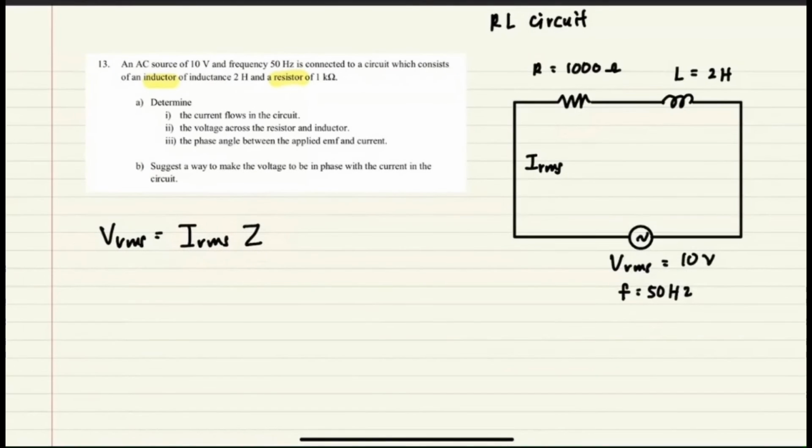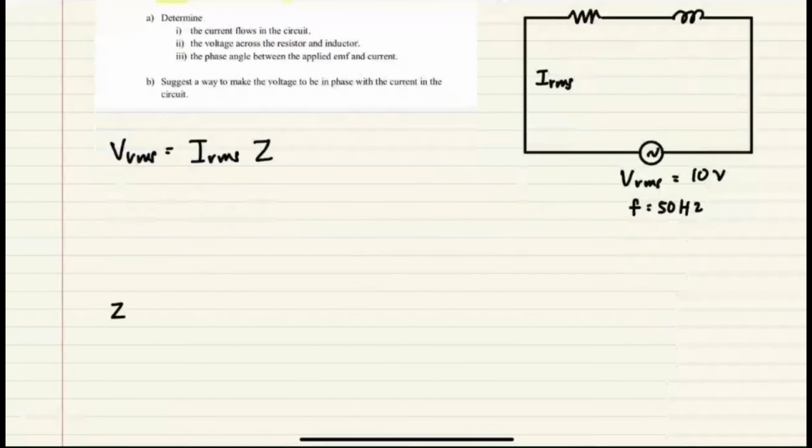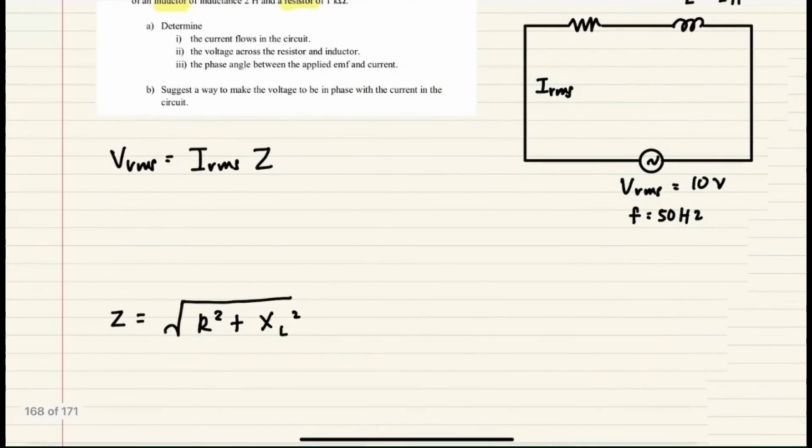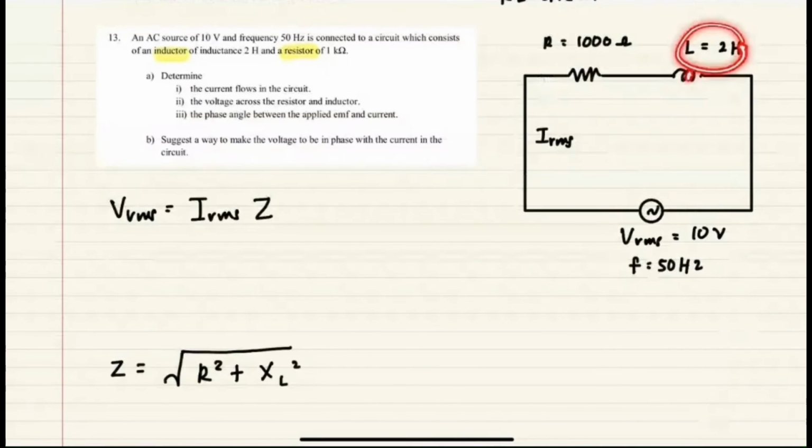Okay, to find Z, Z tu sama dengan, so ni ada dua, R, so dia R square tambah XL square. So basically you need to find the XL first. R tu dah ada, dia beri ni adalah L. So jangan tersalah lah, ramai student dia masuk terus dalam ni, terus salah. Okay. So to find XL, inductor, so will be 2 pi F L.